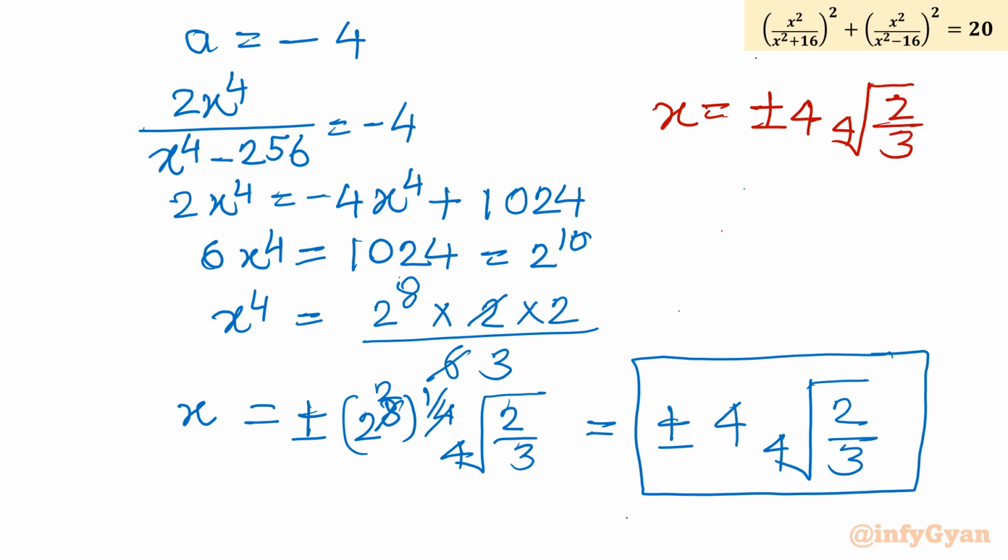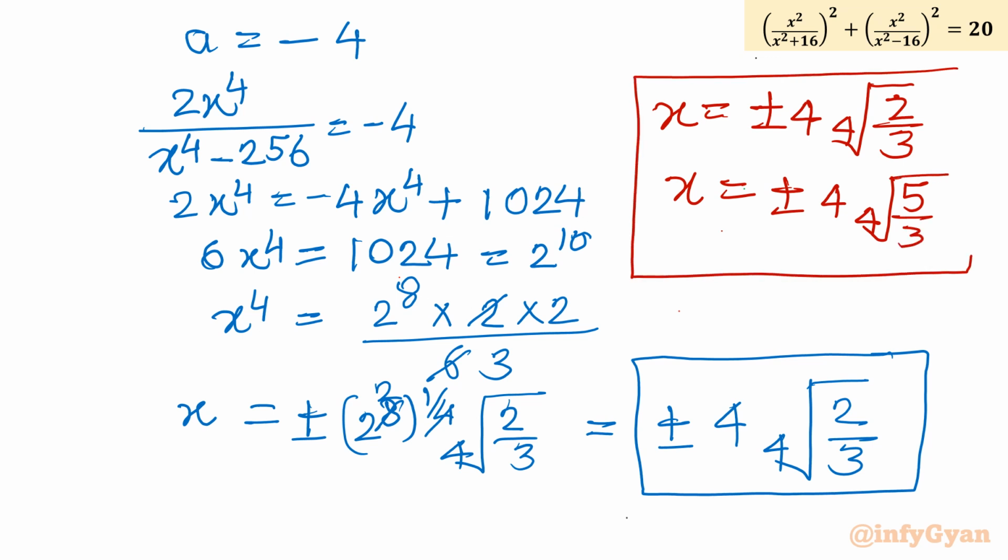This is our solution, and plus minus 4, the 4th root of 5 over 3. These are our solutions for the given rational equation.